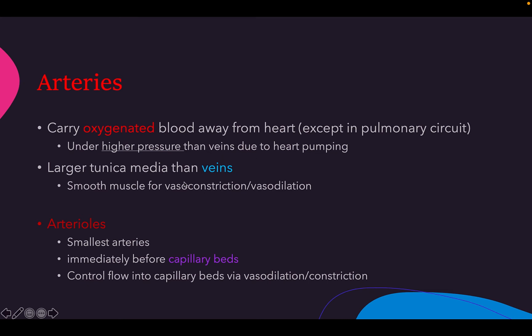And there's a larger tunica media than veins. Again, that smooth muscle for vasoconstriction and vasodilation. Arterioles are simply the smallest arteries that are immediately before the capillary beds, and they control the flow into the capillary beds via vasodilation or vasoconstriction.